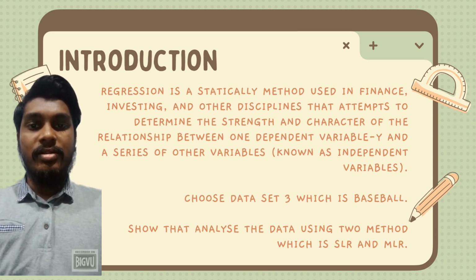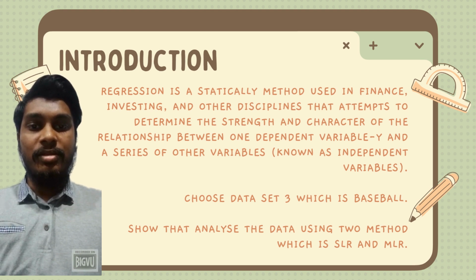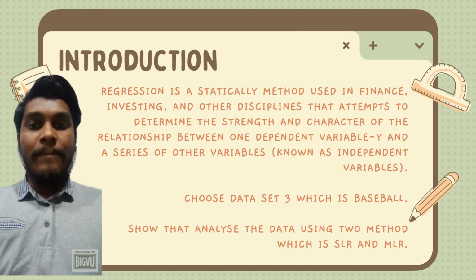Regression is a statistical method to determine the strength and character of the relationship between one dependent variable and independent variables. Simple linear regression is used to estimate the relationship between two quantitative variables. Multiple linear regression is used to determine a mathematical relationship between several variables. Our group chose dataset 3, which is baseball.